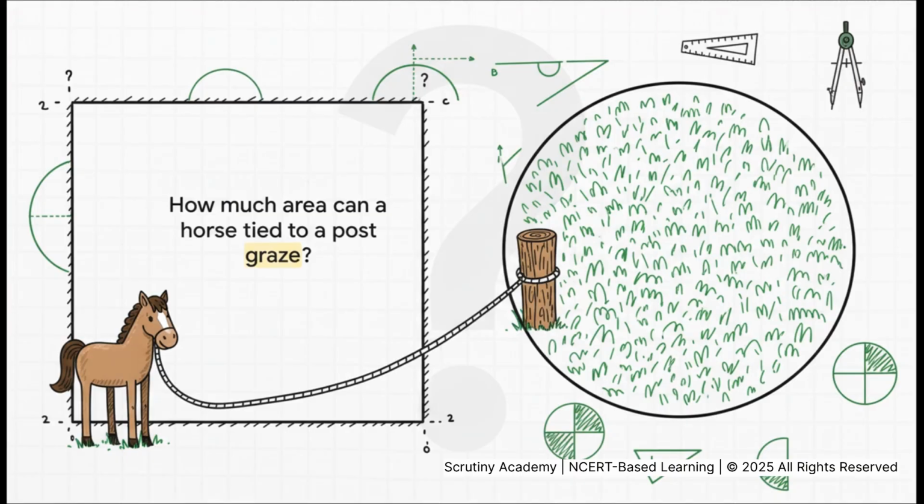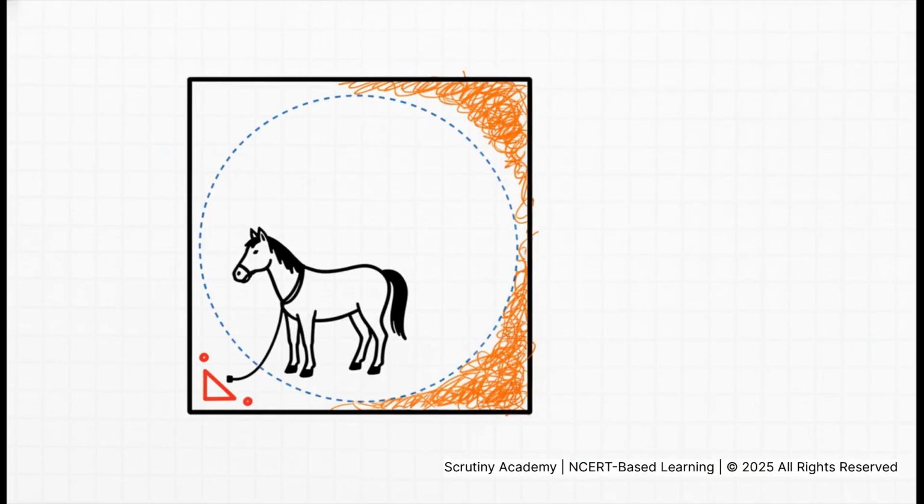Imagine a horse is tied to a post, right in the corner of a big, square field. The rope is a certain length. How much grass can that horse actually reach to eat? You see it, right? It's just a sector problem in disguise. The corner of the field is a perfect 90-degree angle, and the rope, well, that's our radius. The grazing area is just the area of a quarter circle, which you now know exactly how to calculate.